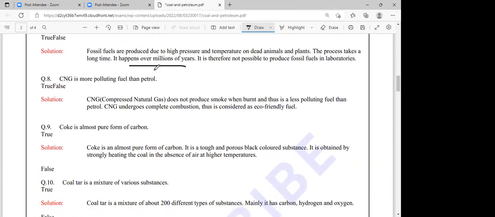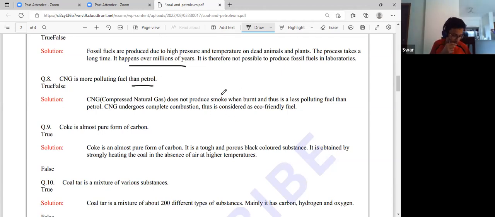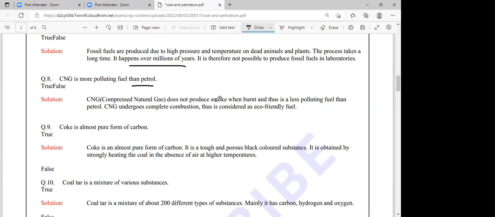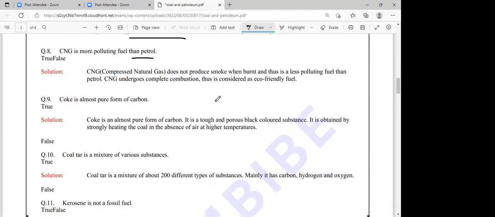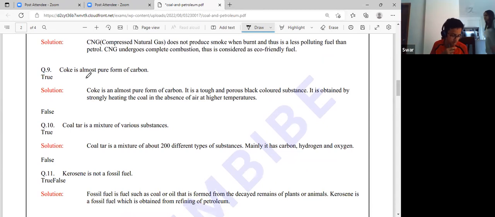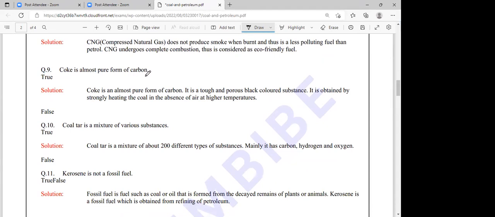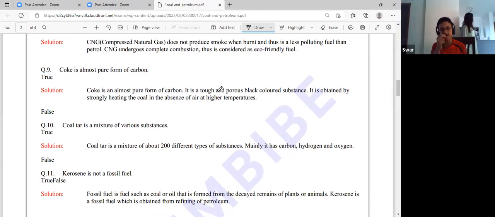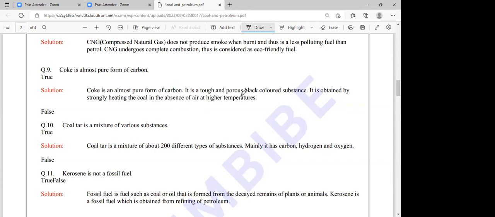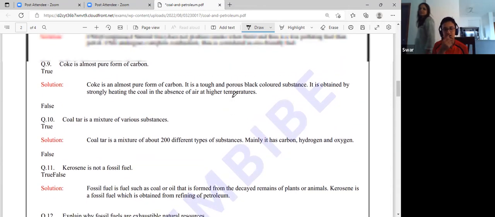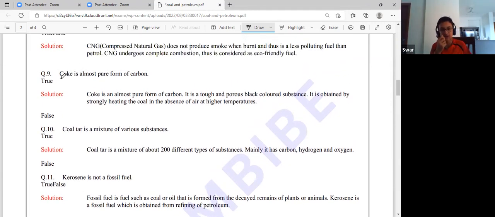Next, CNG is a more polluting fuel than petroleum? No, ma'am, it's false, because CNG is eco-friendly and does not produce any smoke. Next, coke is an almost pure form of carbon. True, ma'am. It is tough and a porous black substance. Ma'am, but that is a property. We are not enhancing the statement.